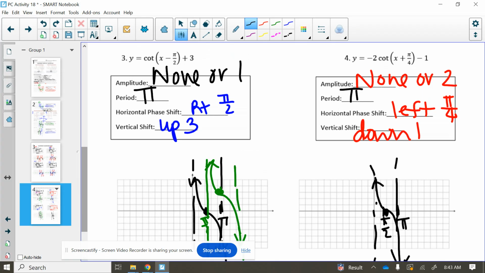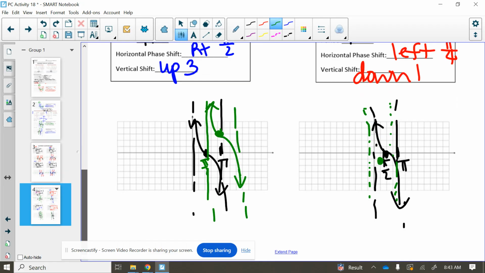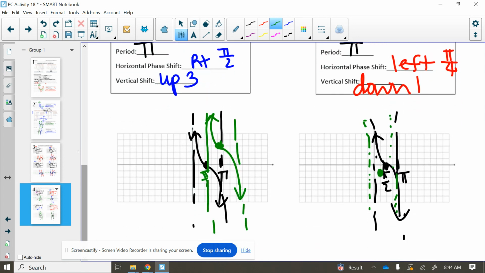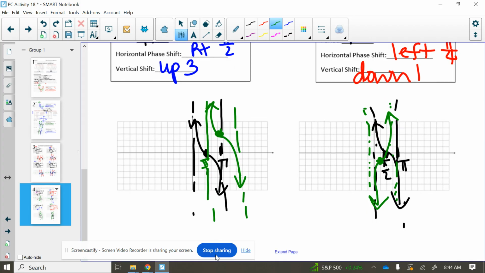Now, if we move this thing to the left pi over 4, that's basically one box that everything's moving to the left. And then we're also moving down 1 so that it's left and down from what it originally was. Now, this time we also want to be careful of the reflection. So instead of always decreasing, our graph is actually going to look like it is always increasing this time, going upwards. All right, I know we will work more with these in class. Thanks everyone for watching.